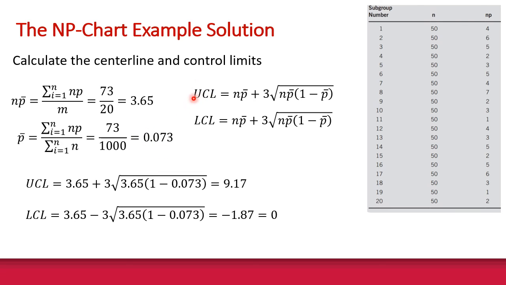Then to find the upper control limit and lower control limit, we're going to use the following formulas. NP bar we calculated, that's 3.65, plus 3 times the square root of NP bar times 1 minus P bar. So you calculate these, you get 9.17, that's the upper control limit. The lower control limit is calculated similarly, the only difference is you have a minus sign here. When you calculate this, you get minus 1.87, and since this is less than 0, we just set it equal to 0.